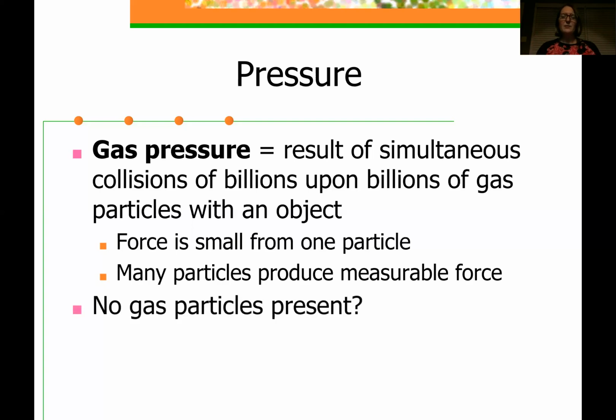So what happens if you have something that has no particles present? Think about outer space. In outer space, there is no gas, no atmosphere. It's pure emptiness, and we refer to that as a vacuum. Sometimes it's useful to create vacuums so that we can study how things act in perfect conditions.